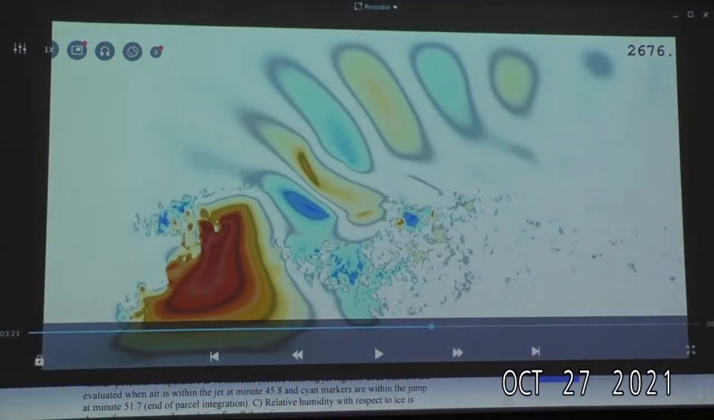And thank you. We'll put that in there. When we do this trajectory analysis especially, we can just calculate stuff on the fly. So we can go back and look at theta E over ice along those parcels and see if it's being conserved or how it's changing. Thanks. That's good.